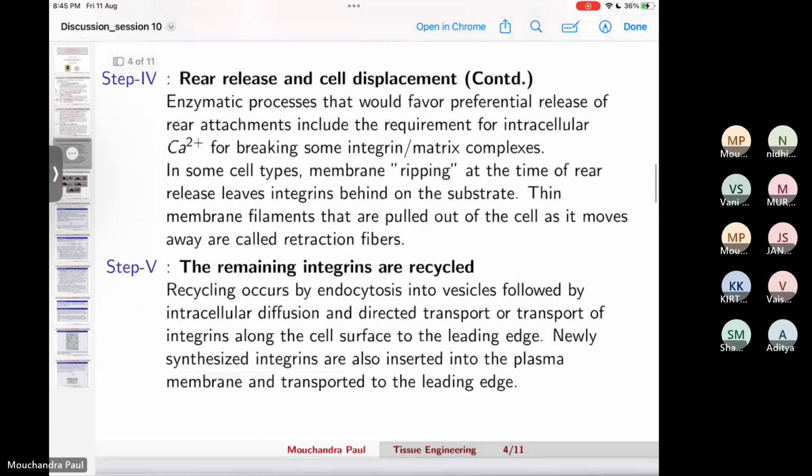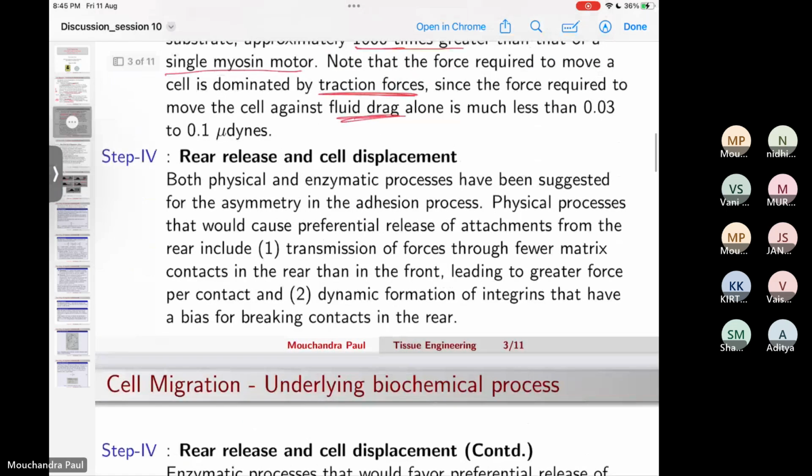Now let's see what happens during the rear release. During this rear release, both physical and enzymatic processes are involved. That actually explains how the cell's rear is getting released from the substrate, and also the adhesion process. In this step the adhesion is asymmetric, means one part of the cell is adhered whereas the other part of the cell is not adhered, it is released. So that is why it is asymmetric. So what physical processes contribute to the release?